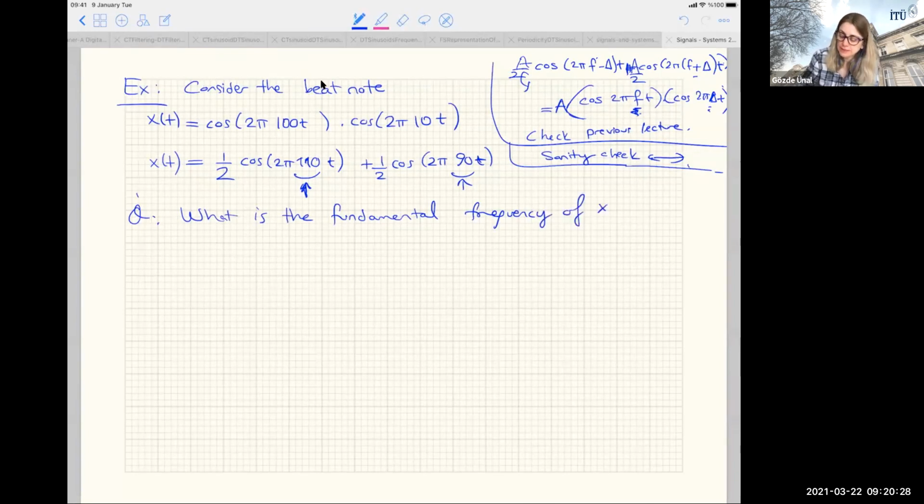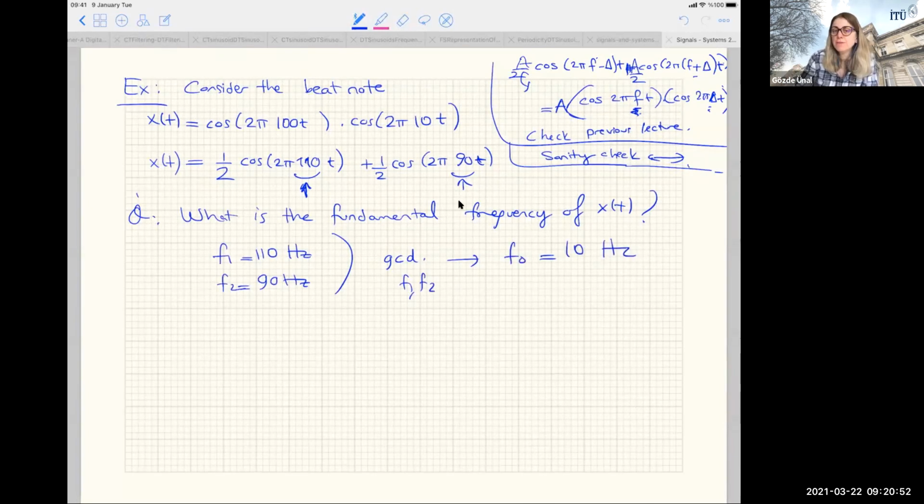Two frequencies in the signal are f1 is 110 hertz, f2 is 90 hertz. So you need to find the greatest common divisor. Probably you guys got it right. 10. Yes, thank you, guys. Of those two, f1 and f2, then my fundamental frequency is 10 hertz. Great. We need this, right?